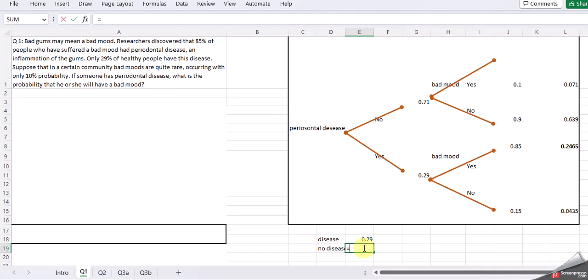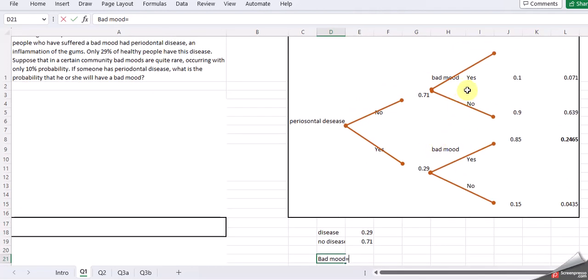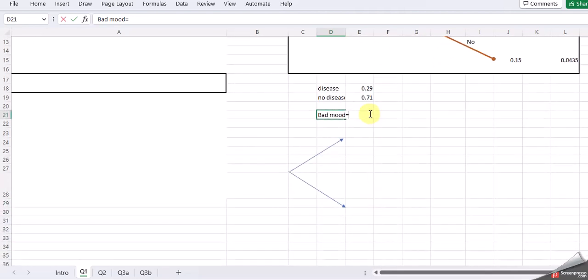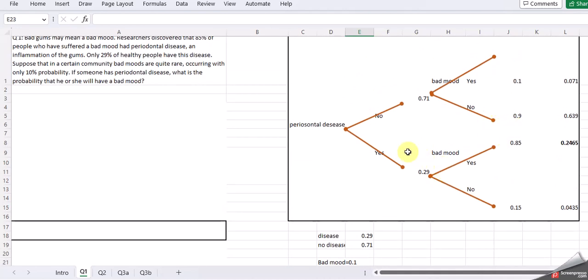So this comes to 1 minus 0.29. Similarly, for the mood, bad mood yes, people who have a bad mood is 10%, so that is 0.1. And similarly, 1 minus that, people in a good mood, 0.9, 90%.